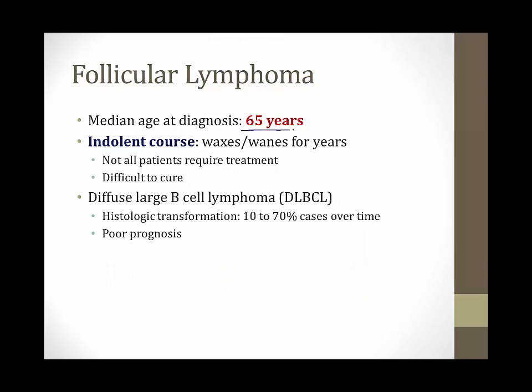The median age at diagnosis is 65 years. It has an indolent course. It can wax and wane for years. Not all patients need to be treated, and it's very difficult to cure. And the feared outcome of this lymphoma is that it will convert to a diffuse large B-cell lymphoma. This happens in about 10 to 70% of cases over time, and when this occurs, the prognosis is poor.